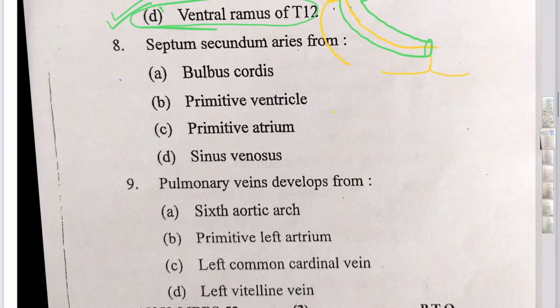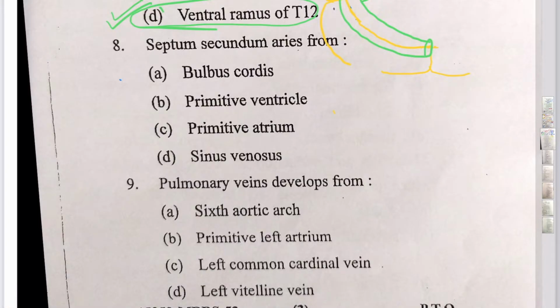Okay, so the next question is, septum secundum arises from: bulbus cordis, primitive ventricle, primitive atrium, or sinus venosus. Now for this, I think I have to revise the development of the inter-atrial septum for you so that it becomes easy to understand. Now keep following.